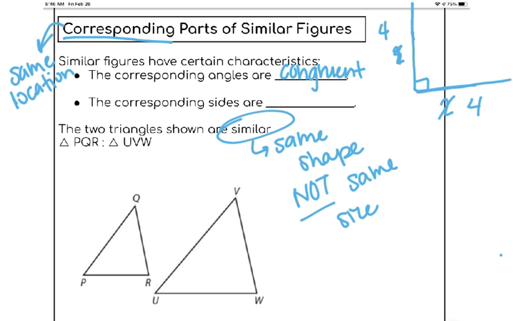But you notice how I changed the sides. So the corresponding sides are not going to be congruent. If you look at QR and VW, let's just imagine that QR is 2 and VW is 4. So we have a scale factor of 2 because we multiply 2 to that side to get 4. But those are not congruent. 2 is not congruent to 4. But it is proportional.